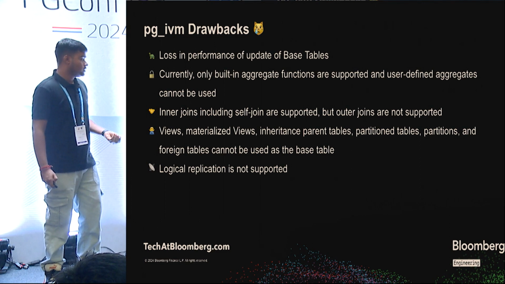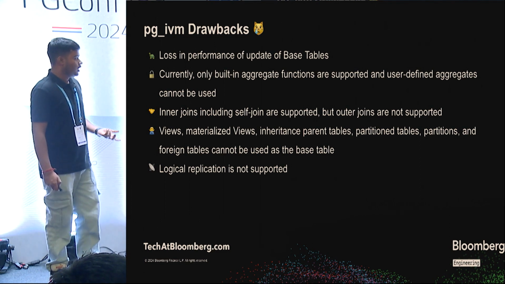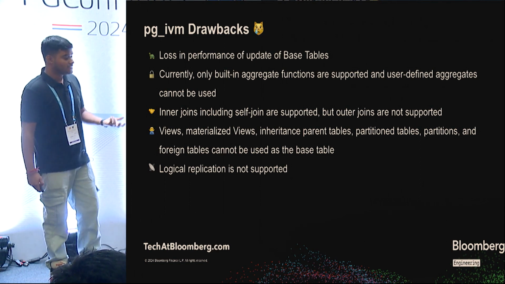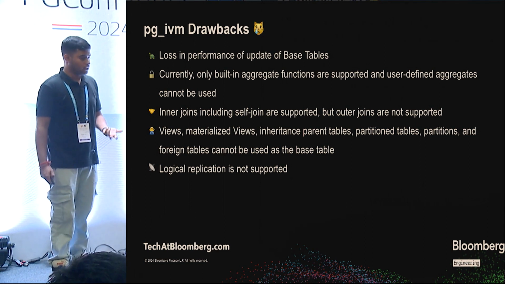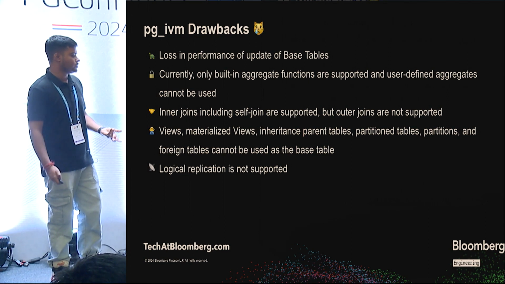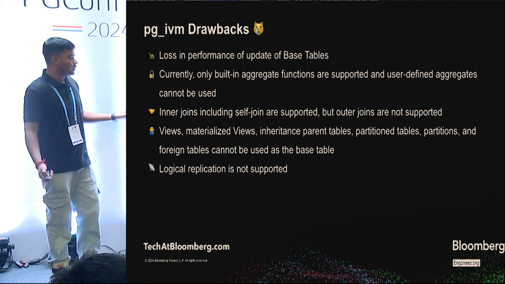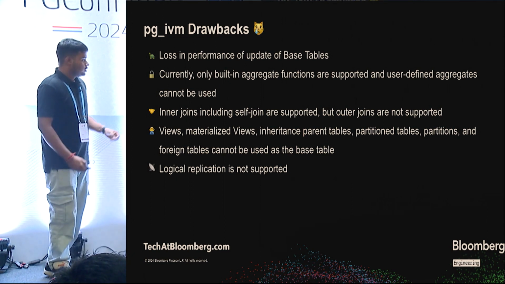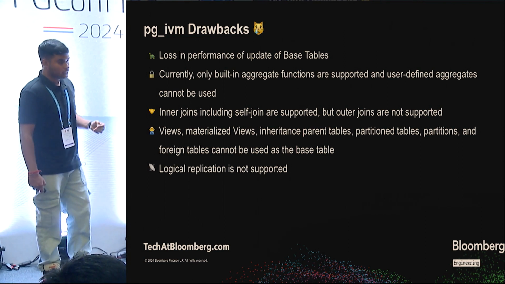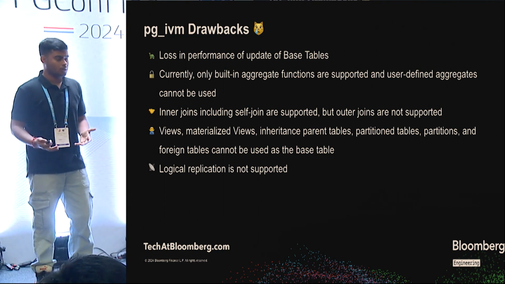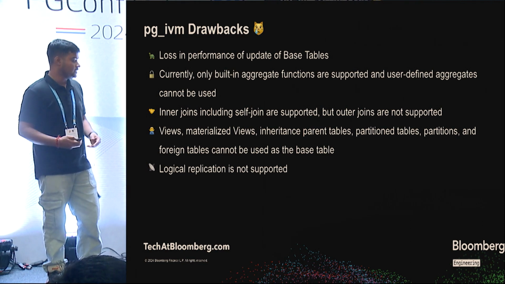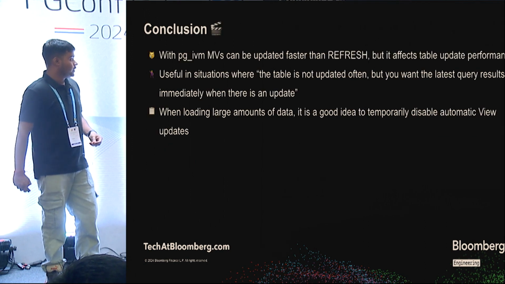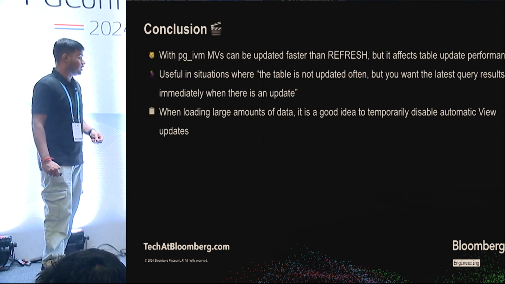Right now, only the inner join and the self join are supported, but there is no support for outer join in the view definition. Our base tables need to be simple if we want to use them in the query definition of PGIVM. They can't be another view, or a foreign data wrapper, or anything like that. Logical replication is not supported. So if we want to support logical replication in our database which uses PGIVM, we have to handle it on our own. I guess that brings us to the end of our slide deck, where we draw the conclusion of the PGIVM extension.